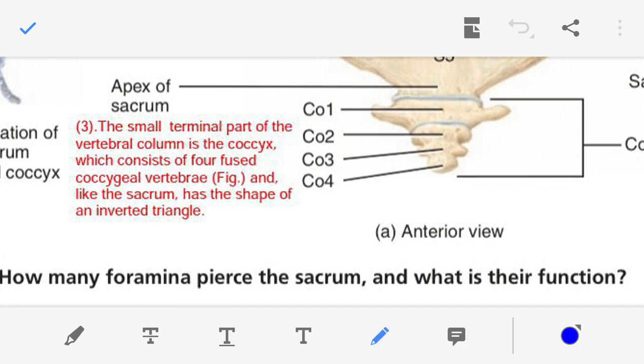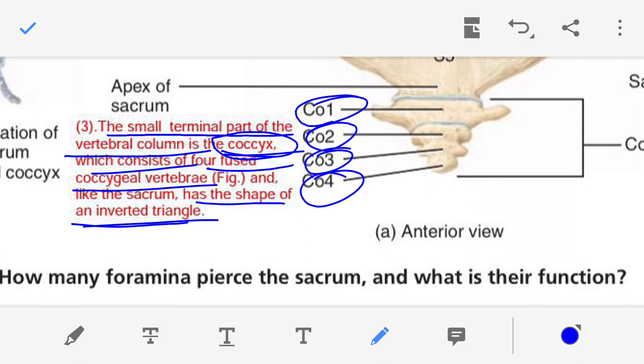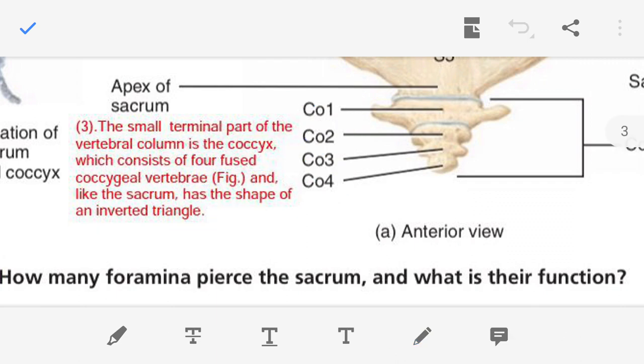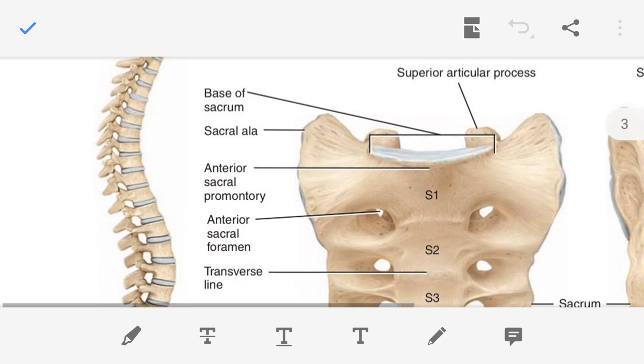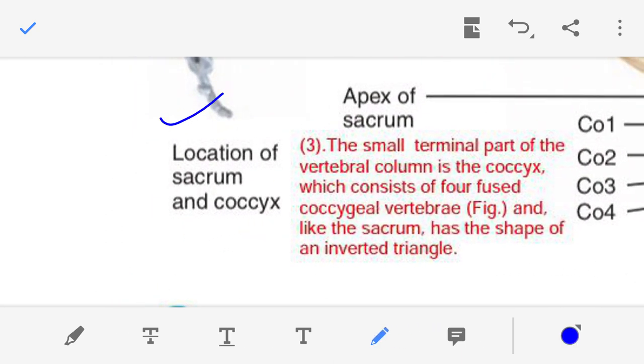What is the coccyx? The small terminal part of the vertebral column, or the tail end of the vertebral column, is known as the coccyx, and it is made up of four fused coccygeal vertebra. For example, this one, this one, this one, and this one. As you can see over here, it is written as the shape of the inverted triangle. As I have mentioned earlier, in some books you will find they write the triangular shape, and in some books they write the inverted triangle. So once again, on the left hand side, this one is the vertebral column, and at the end, this one is the coccyx. So the coccyx is the small terminal part of the vertebral column.